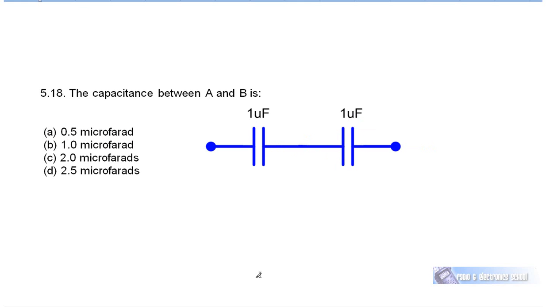Question 5.18. The capacitance between A and B is, well, we have two 1 microfarad capacitors in series. The value of 1 is 1, and we have two of them. 2 divided into 1 is 0.5 microfarad. So the correct answer is A.